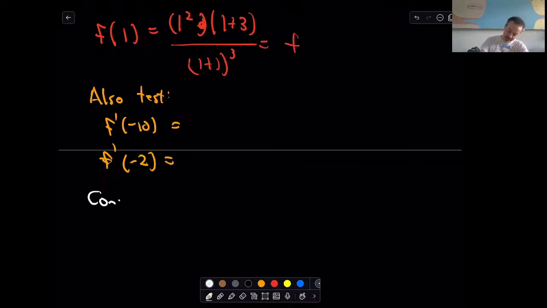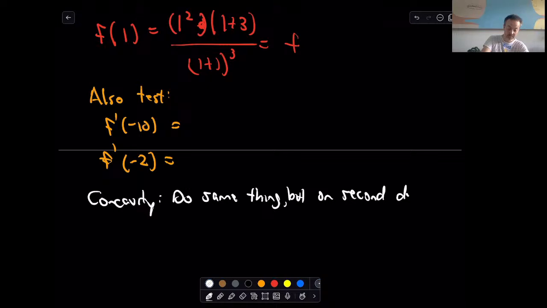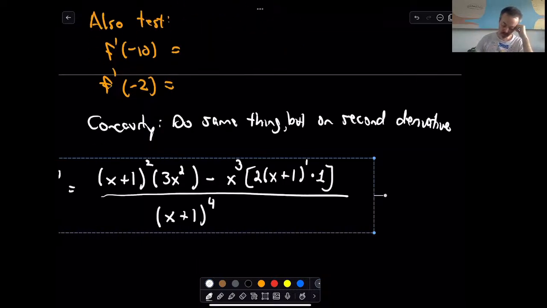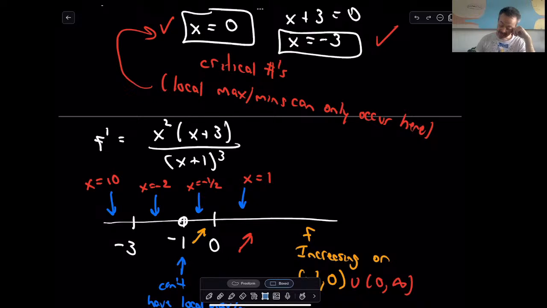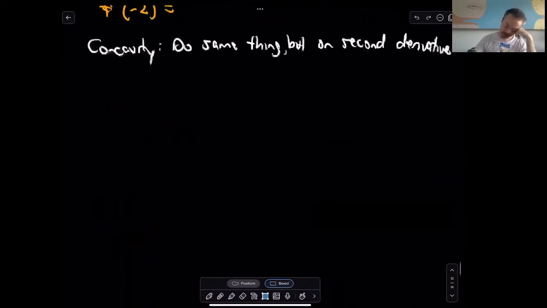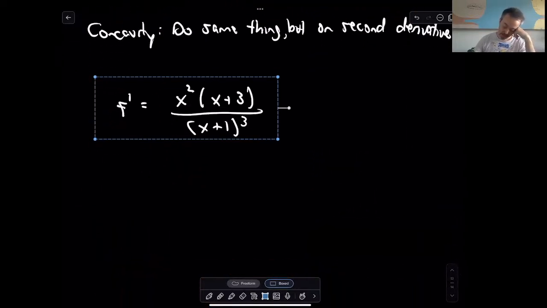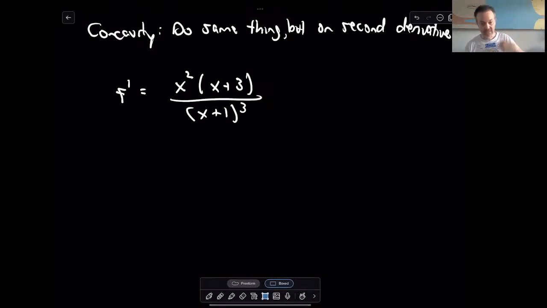And for concavity, you do the same thing, but on the second derivative. So do the same thing, but on the second derivative. Nope. We're done with that. Let's look at it where it's simplified. And especially anytime you have to take multiple derivatives, once you take a derivative, clean it up. You have to clean it up, clean it up, clean it up, and then take the derivative. Always do the algebraic simplification first.